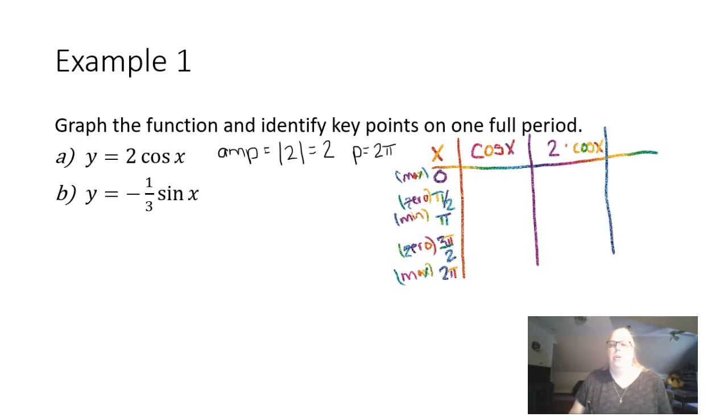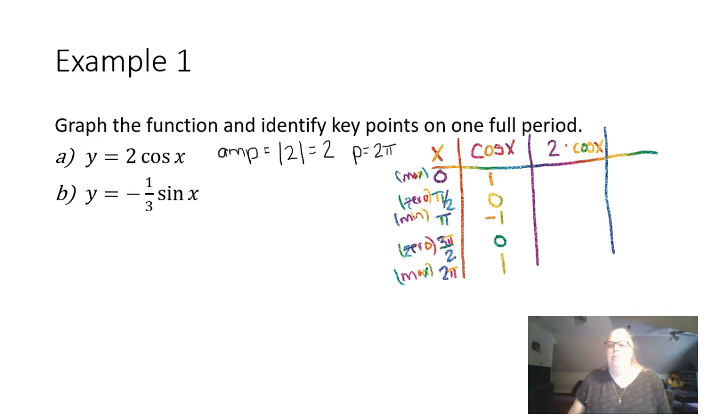Okay, from our unit circle, the cosine at 0 is 1. The cosine at pi over 2 is 0. The cosine at pi is -1. The cosine at 3 pi over 2 is 0. And the cosine at 2 pi is 1.